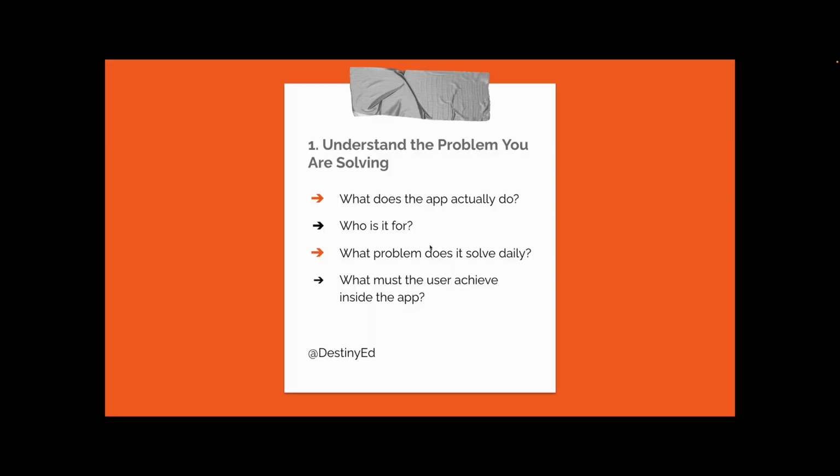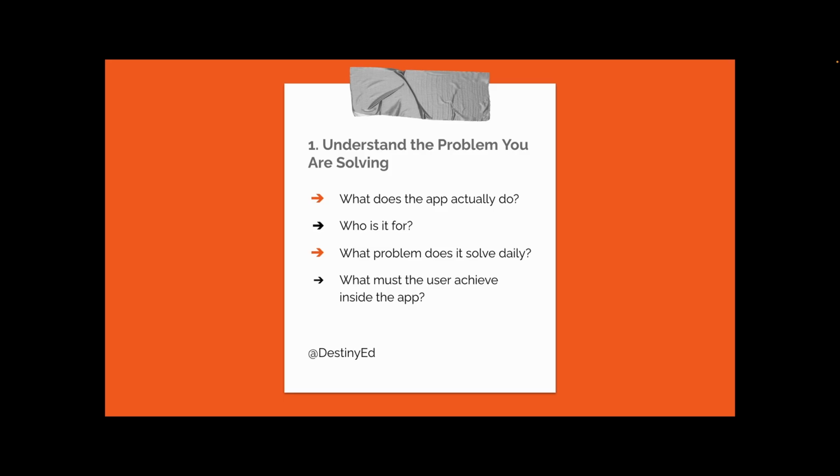Then we have the first step of building a scalable project. The first thing is understanding the problem you are solving. Before writing a single line of code, you need to ask yourself: What does the app actually do? Who is it for? What problem does it solve daily? And what must the user achieve inside the app?